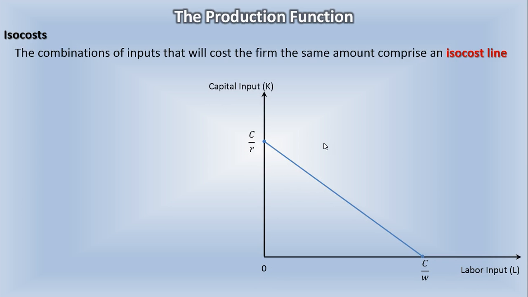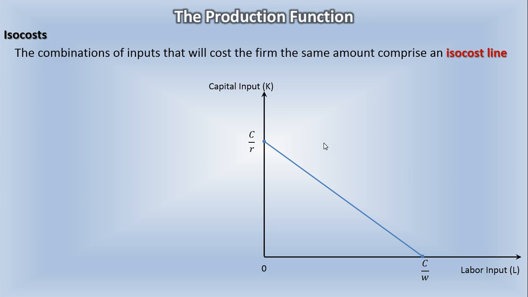And we do it via the isocost curve. Iso, same; cost, same cost. So the combinations of inputs that will cost the firm the same amount comprise an isocost line. It looks just like a budget line, a budget constraint. It has the same properties. Each input has a price. Again, labor has a price, which is the wage. Capital has a price, which is the rental rate, which is what we call the price of capital in economics.